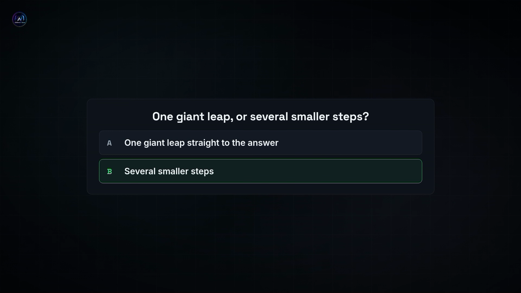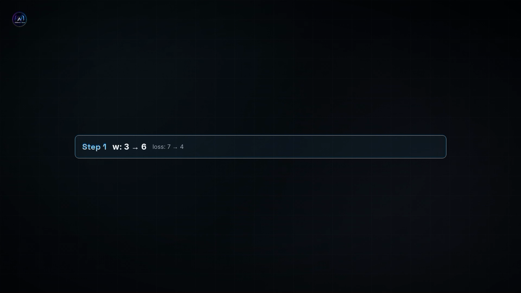Quick prediction, before I show you what happens next. Does the model fix this in one giant leap straight to the right answer, or does it take several smaller steps? Step 1. The parameter moves from 3 to 6. Loss drops from 7 to 4. Step 2. The parameter moves to 8.5. Loss drops to 1.5. Step 3. The parameter moves to 9.8. Loss drops to 0.2, barely there.